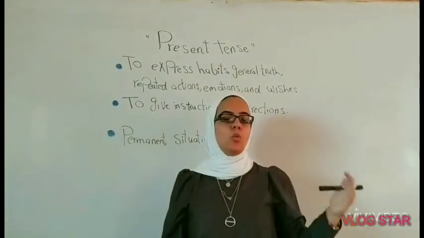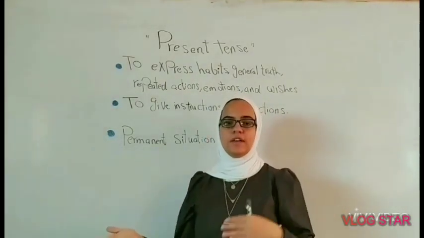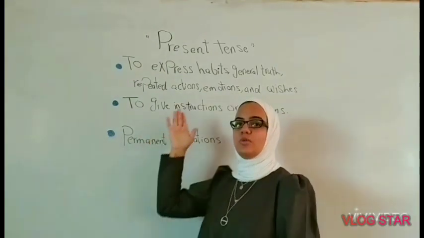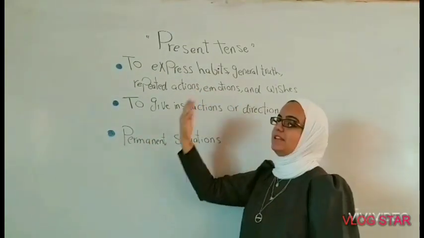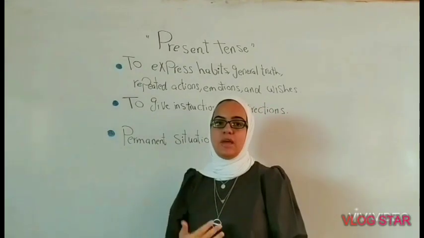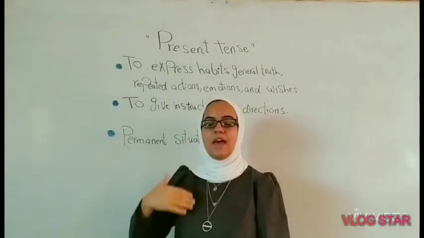General truths are something you cannot fix. For example, water boils at 100 degrees. Can you fix this? Of course not. So this is a general truth. Repeated actions: she goes to the gym every day. She does that every day.